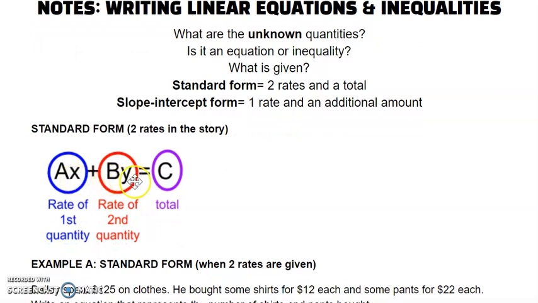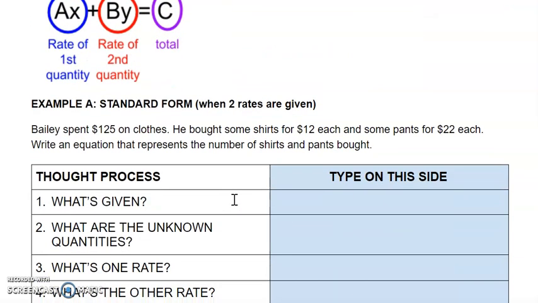Standard form is ax plus by equals c. Ax would be your first rate, b times y would be your second rate, and then over here, c would represent your total amount. So let's look at what this actually means.